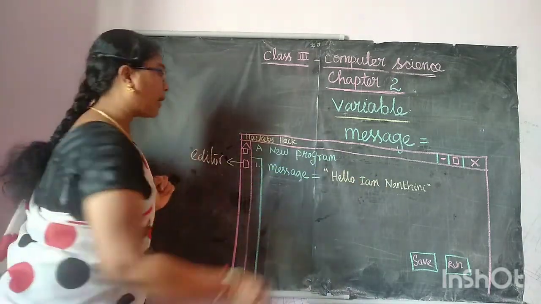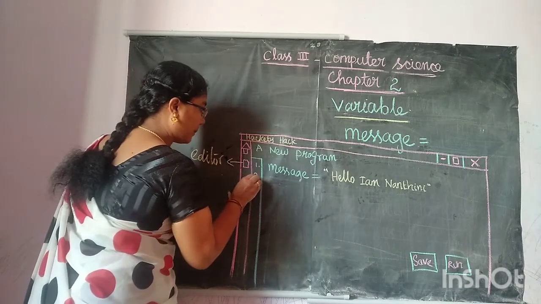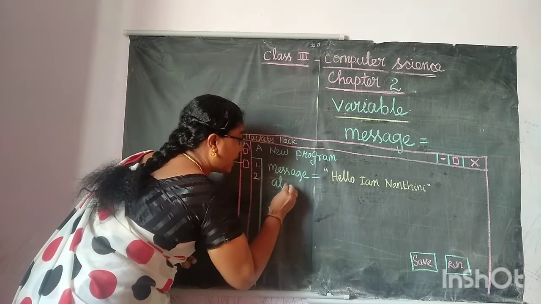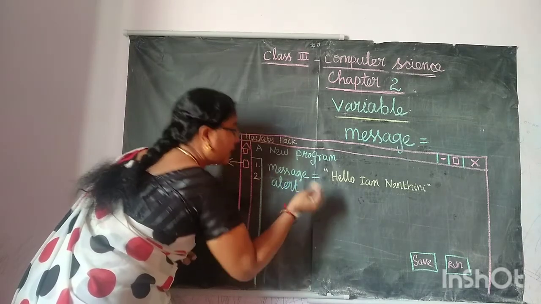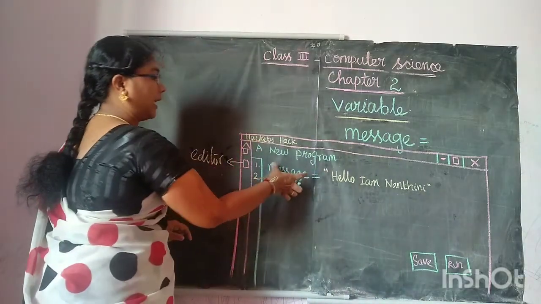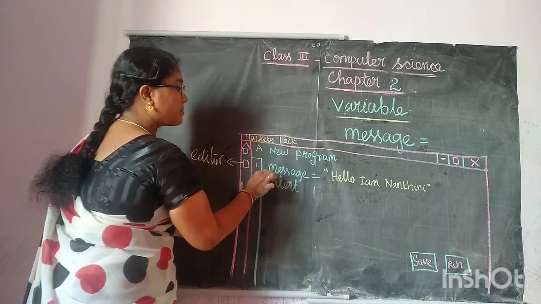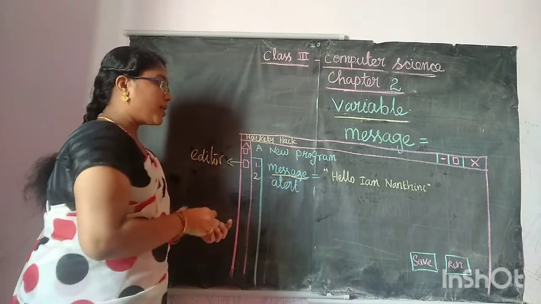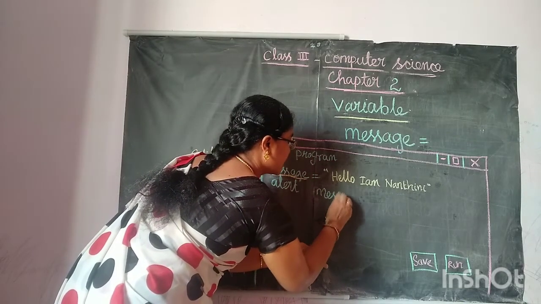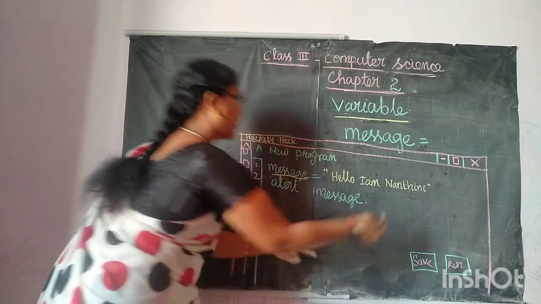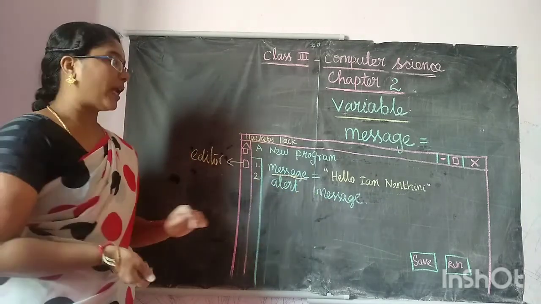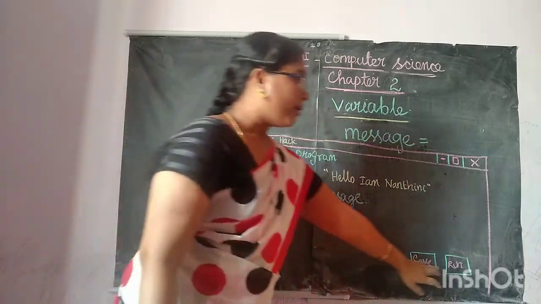In the second line, you have to type alert. In the last class we learned alert, then double quotation and the message. But here you write only the variable, because message is the variable. So you write alert message. Then you have to click the run button.